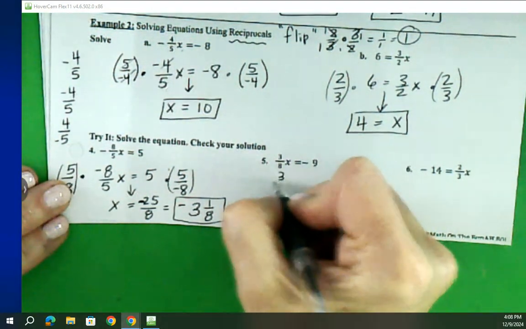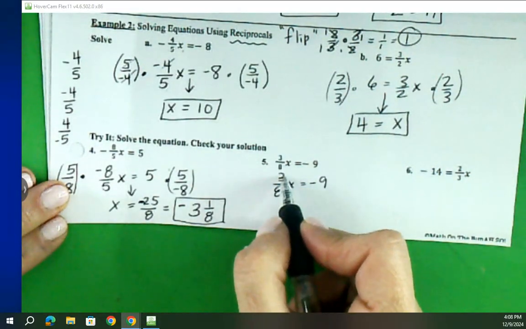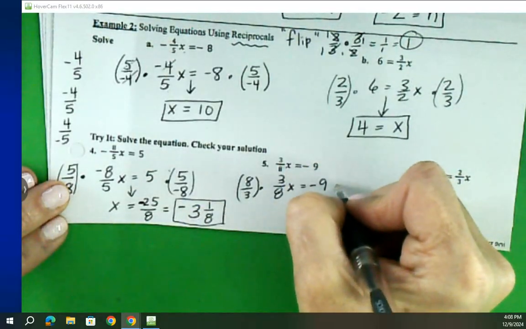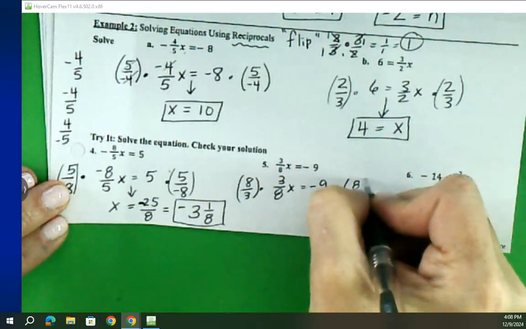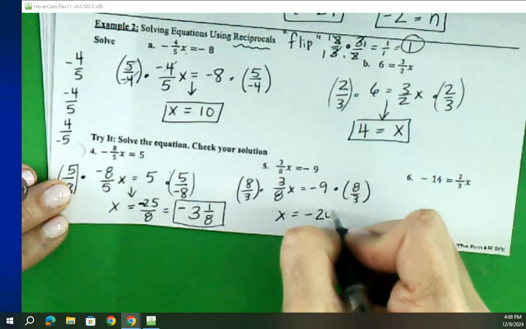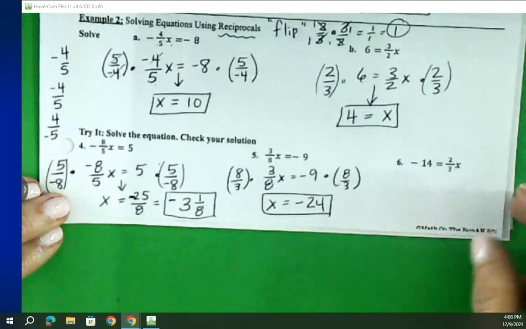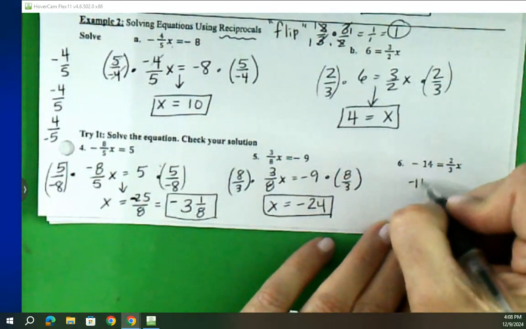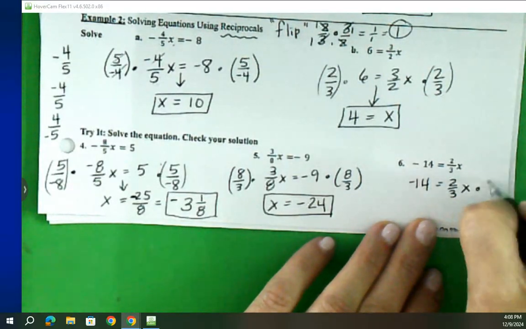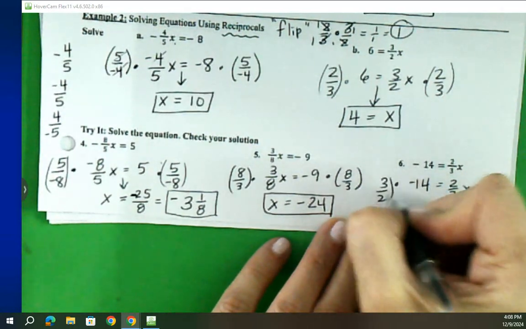Okay, for number 5, we're going to rewrite it again. And then the reciprocal of 3/8 is 8/3. So we're going to multiply both sides by the 8/3. And that gives us x equals negative 24. And lastly, question number 6, we have negative 14 equals 2/3 x. The reciprocal of 2/3 is 3/2. So we're going to multiply both sides by the 3/2.